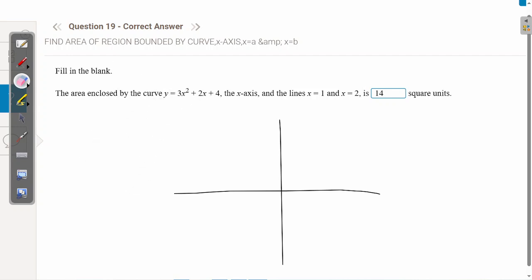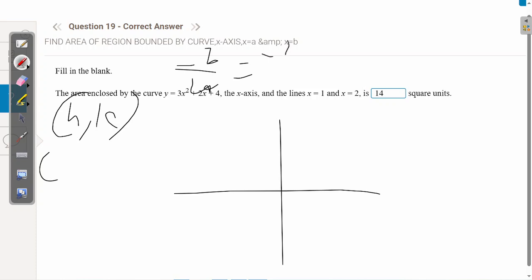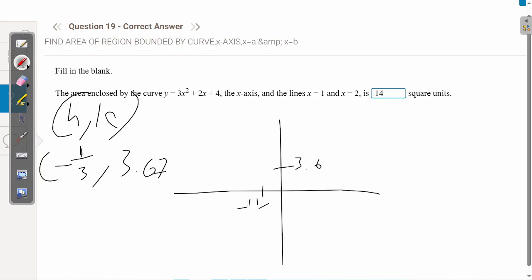the vertex. Okay, the vertex will be (h, k), so h will be negative b over 2a, which is negative 2 over 6, so it's negative 1 over 3. So negative 1 over 3, and then k is what? It's going to be 11 over 3, which is about 3.67. Okay, so it will be like this. So the graph will look like this. Okay.